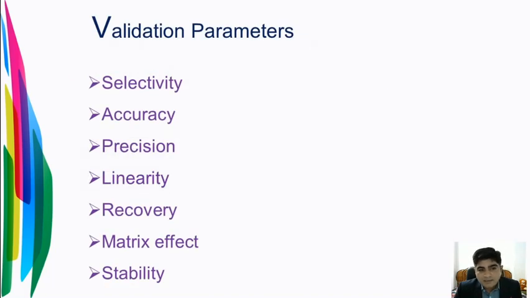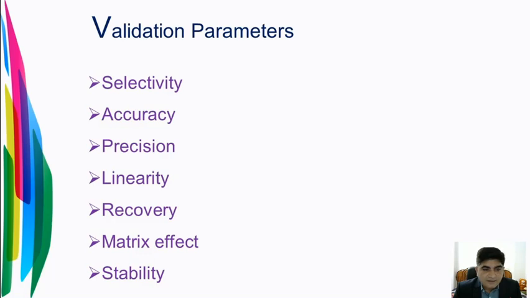Validation parameters: here I have just highlighted some parameters. The first is selectivity. In that experiment you can check whether the plasma, blood, or urine which you are going to use in the method validation is clean or not. Accuracy and precision is a joint experiment called the P&A batch, in which we measure the method accuracy and precision. Next is linearity. Linearity is always required to know the concentration of an unknown sample.